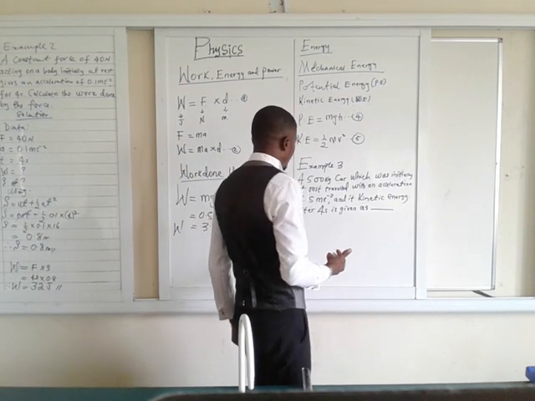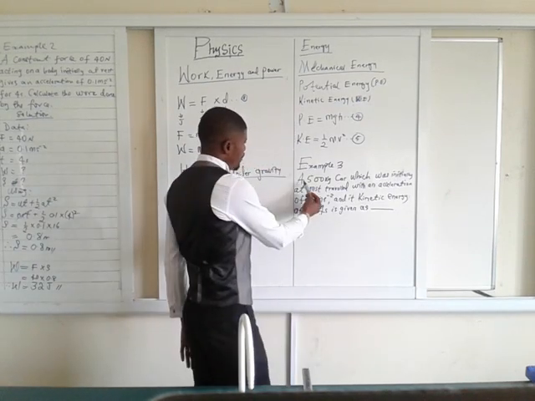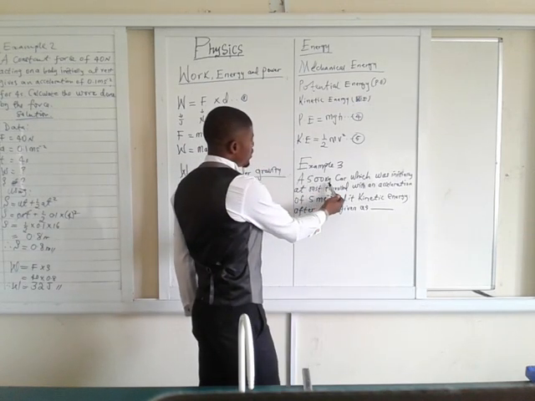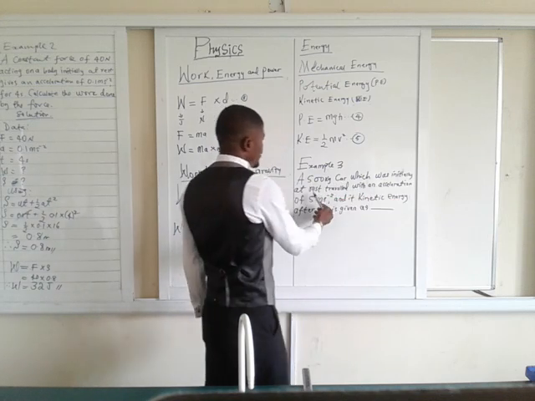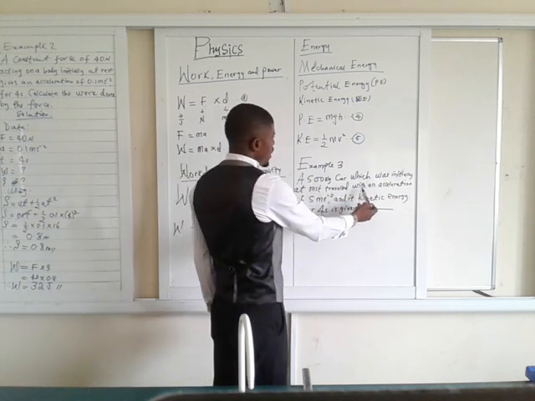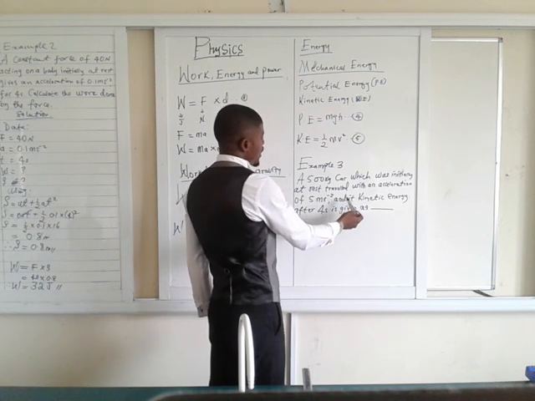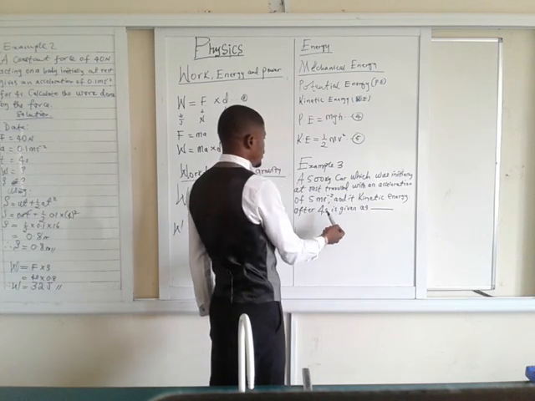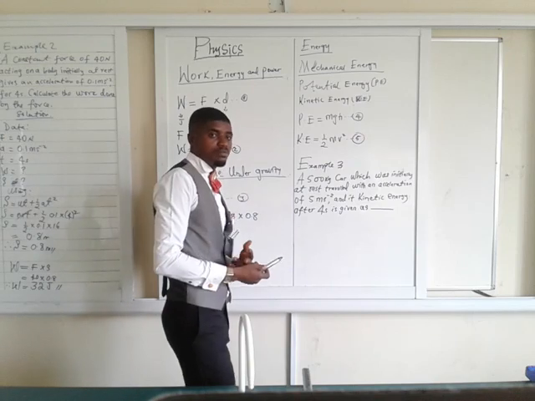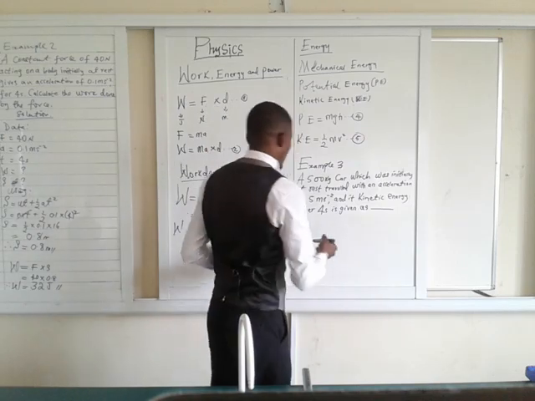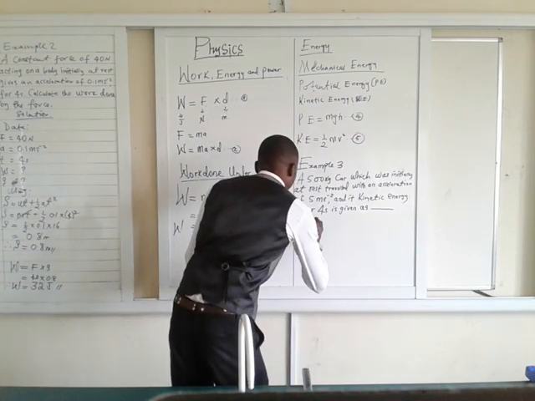Example number 3. A 500 kilogram car which was initially at rest traveled with an acceleration of 5 meters per second squared. What is its kinetic energy after 4 seconds? Simple. Let's collect our data.